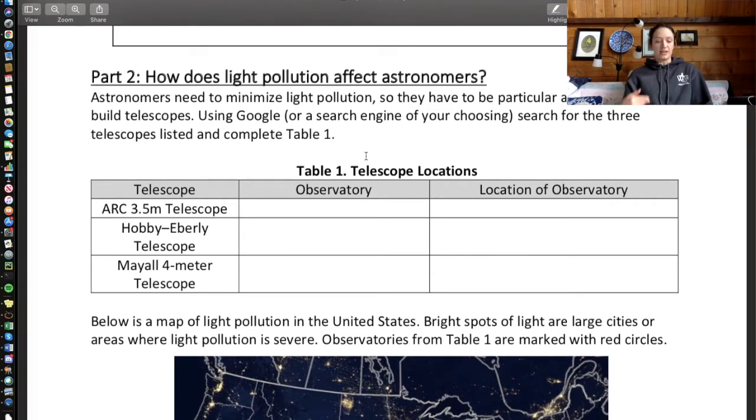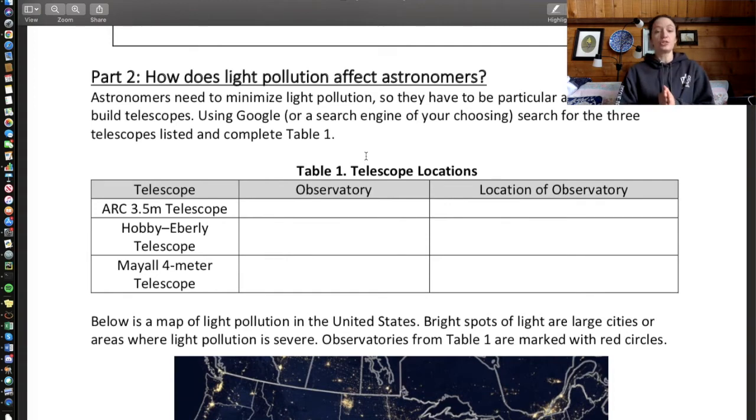So then we want to get into, now that we've kind of introduced what light pollution does to how we see the night sky, we want to introduce why this is a problem for astronomers and how we get around this to do science, because we need to be able to see these stars to do any science with them.